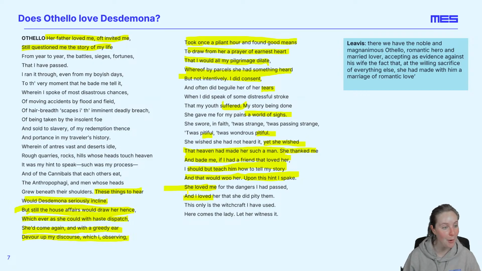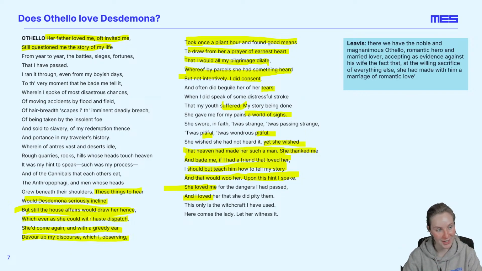Perfect relationship? Perhaps not, but it seems like it's equal. And then this is the only witchcraft I've used. So there's no witchcraft I used on her. It's just that we loved each other based on this story. So really, his only witchcraft is being a really good speaker, right? A really interesting person.